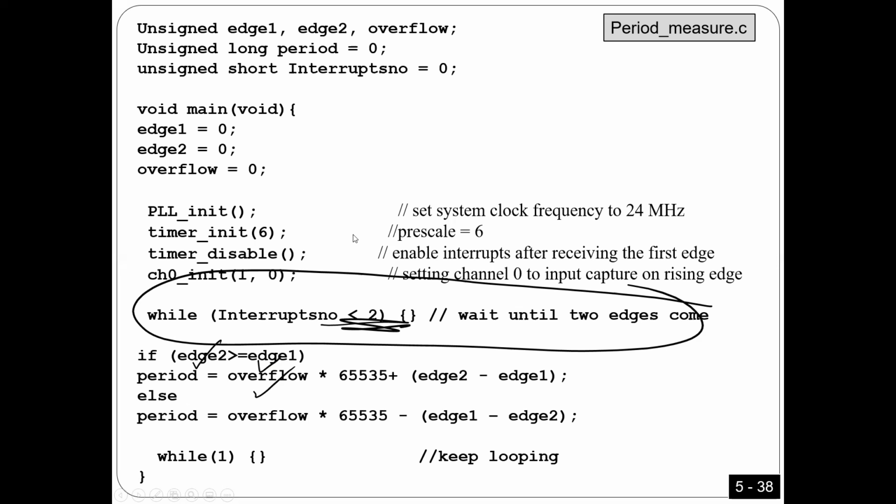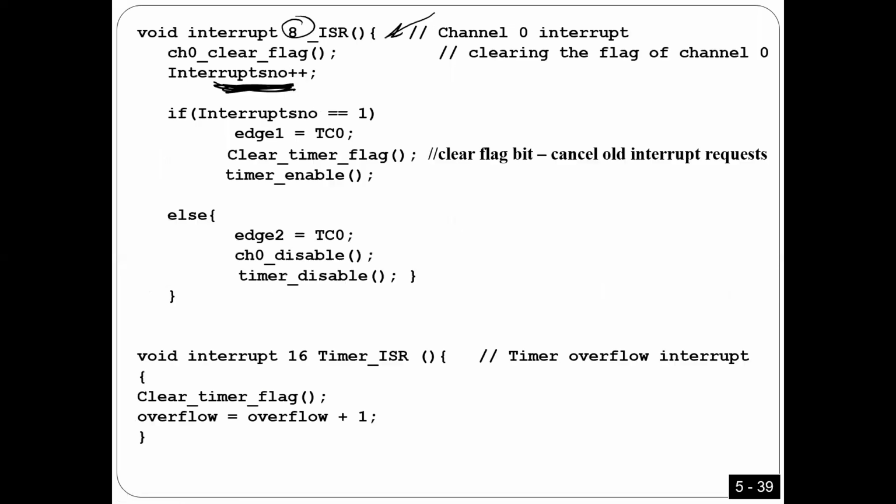Okay, now let's go to here. Very easy. Look here. Again, I used number 8 here because this is for output compare channel 0, guys. So let's see what I did here. Number 1, for sure you have to clear the flag bit.